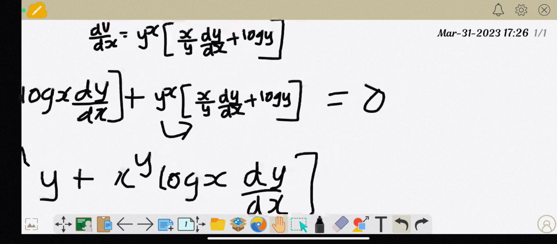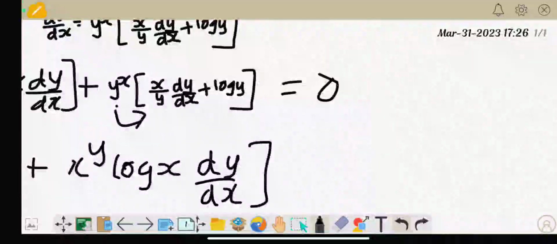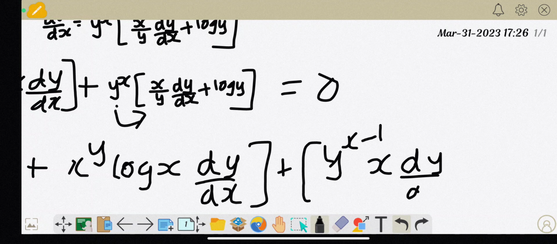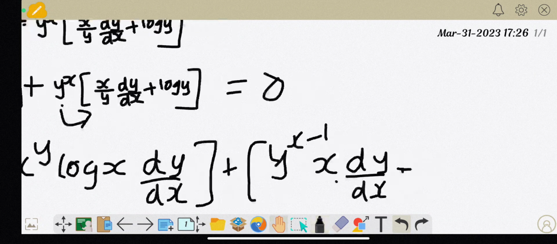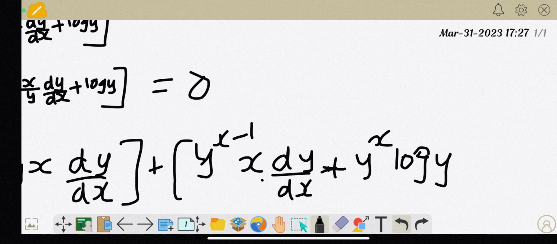Similarly, you have to do for this. So what happens here? Law of exponents. So y is in the denominator. When it goes up, then what happens? y to the power x minus 1. Correct. So plus y to the power x minus 1 into x dy by dx, plus y to the power x log y, which is equal to 0. It is in the right hand side.